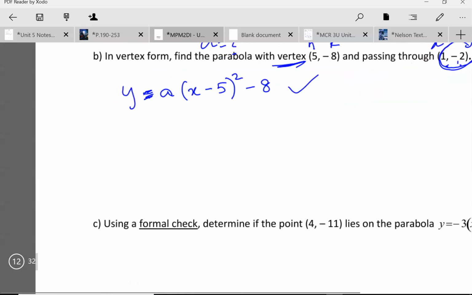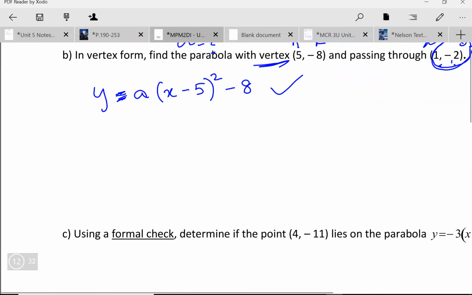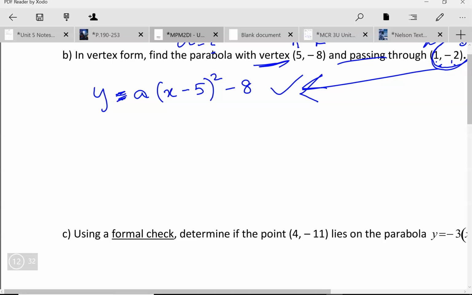And that's basically the idea we're going to be using here, because 1 comma negative 2 lies on this parabola. We know that it lies on the parabola. We're given that in the question. So if we substitute x equals 1 and y equals negative 2, this equation will be true. So that's what I'm going to do. So I'm going to say y equals negative 2 equals a bracket 1 minus 5 squared minus 8. And this is true because 1 comma negative 2 lies on the parabola.